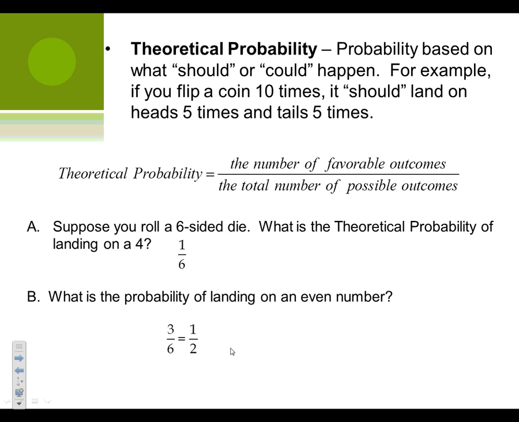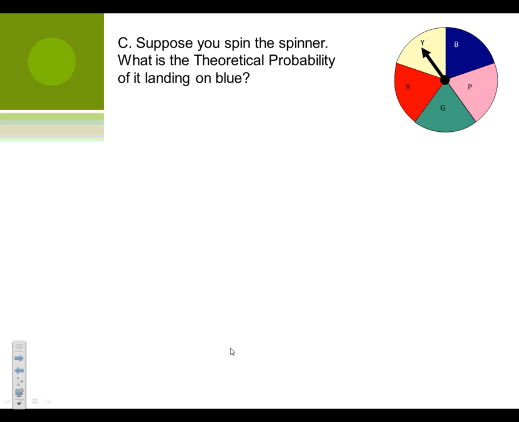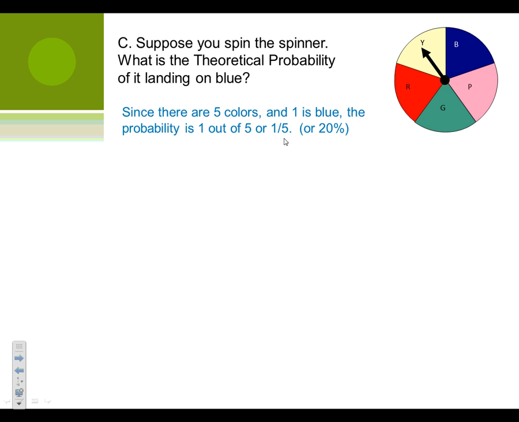Okay, so some more examples. Suppose you spin the spinner. What's the theoretical probability of it landing on blue? How many blue sections do we have? We have 1. How many total possible sections? 1, 2, 3, 4, 5. So the theoretical probability of it landing on blue is going to be 1 out of 5 or 20%. You can always give your answer whichever way is easiest for you.